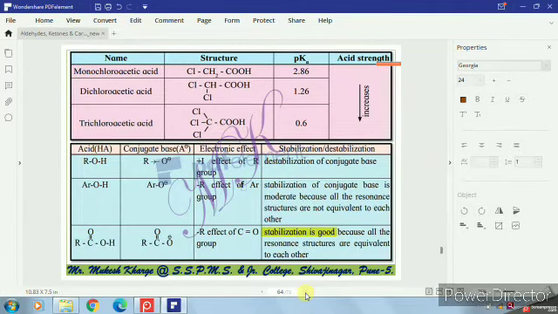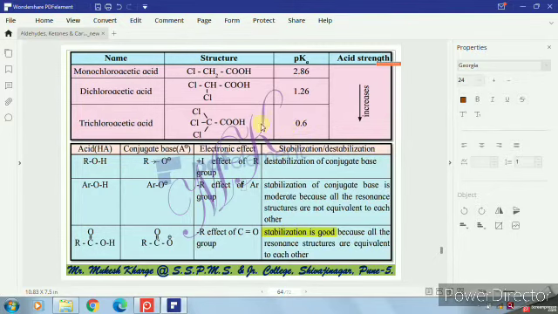Now, in all these compounds we used one halogen, but if there is more than one halogen, what is the effect on the strength of that acid? In monochloroacetic acid, we replace one hydrogen of acetic acid by one chlorine, and the pK value is 2.86. If two hydrogens are replaced by two chlorines, the pK value is 1.26. In trichloroacetic acid, if we replace all three hydrogens by three chlorines, 0.06 is the value of pK.